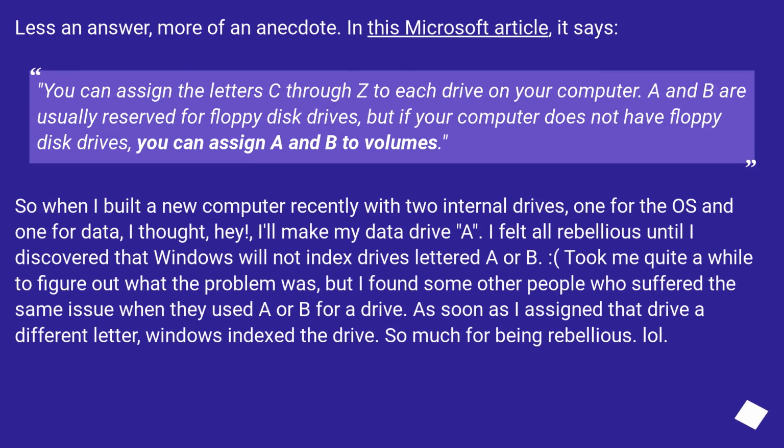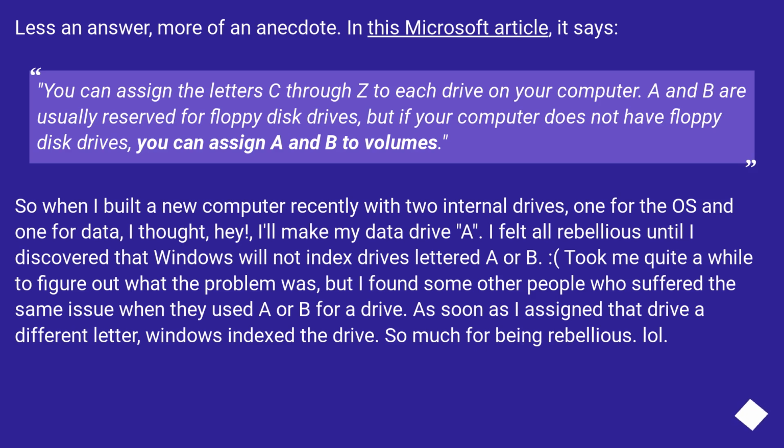Less of an answer, more of an anecdote. In this Microsoft article, it says, you can assign the letter C through Z to each drive on your computer. A and B are usually reserved for floppy disk drives, but if your computer does not have floppy disk drives, you can assign A and B to volumes.